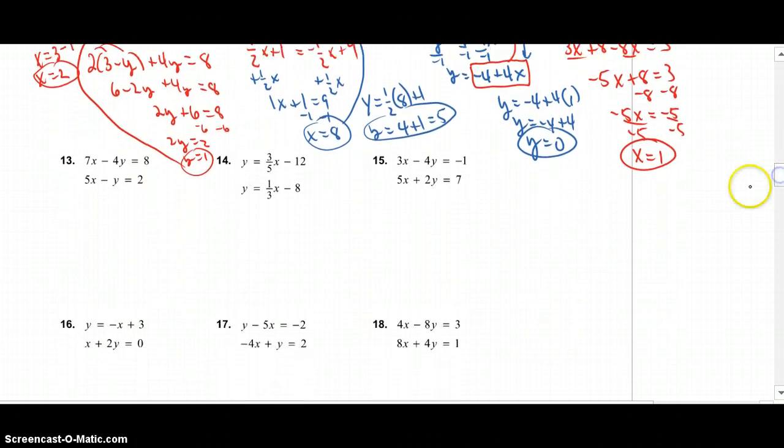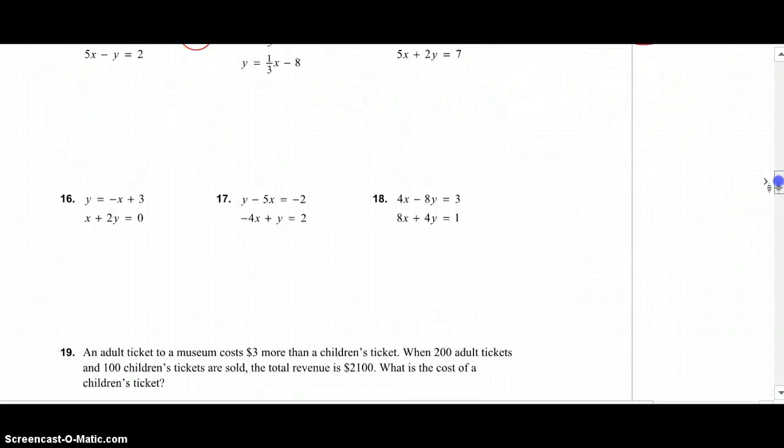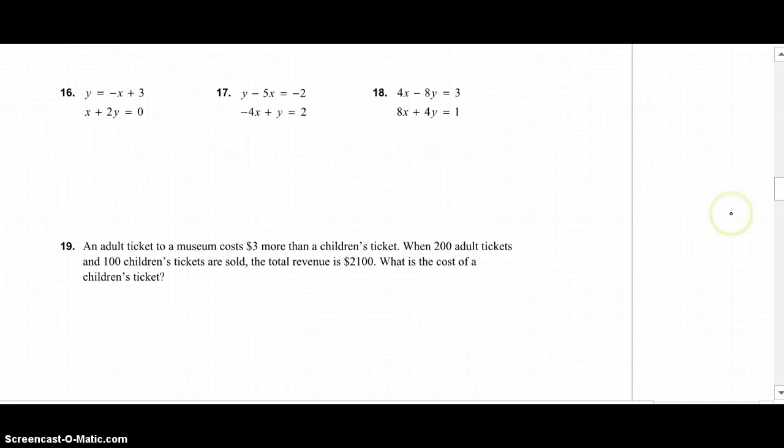And I think we'll just do one more. I'm going to skip down to number 17. So looking at these, I have 1y minus 5x, and negative 4x and then 1y. So either of these would be okay to get by itself. I'm just going to go ahead and use the bottom one. It doesn't matter. I'm going to add 4x. So y equals 2 plus 4x.